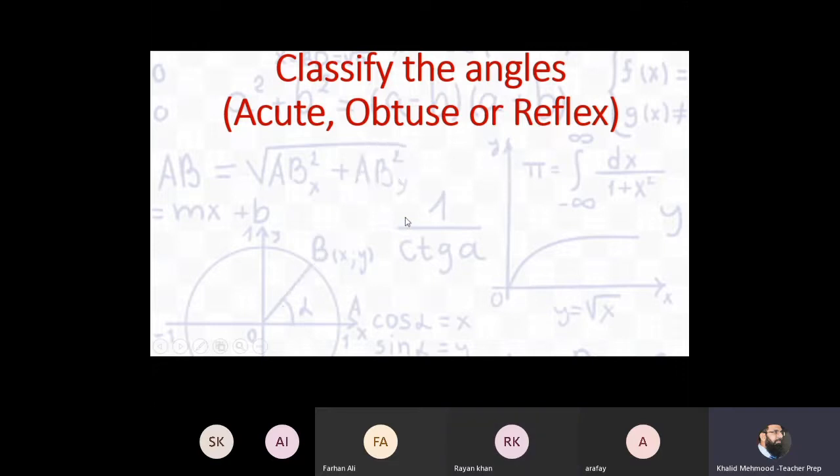So now there's another one. What about this one? More than 90 or less than 90? Less than 90. Acute angle. Good. Well done. You're right. Now, so we have done about it.